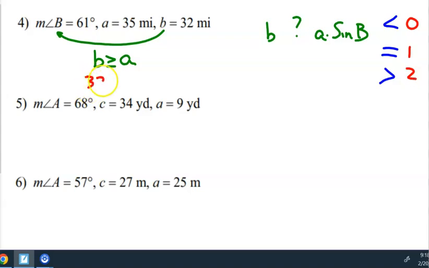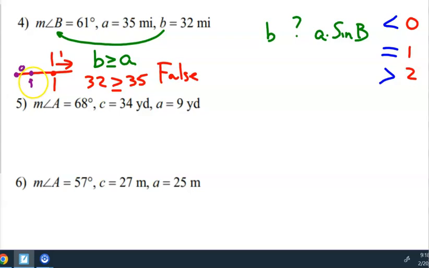So B is 32, A is 35, so this is false. So that means in terms of our place here where there's one triangle, that it's not there. So that means it's somewhere in here, where we have 0 triangles, 1 triangle, or 2 triangles, and that's where the sine rule comes in at.